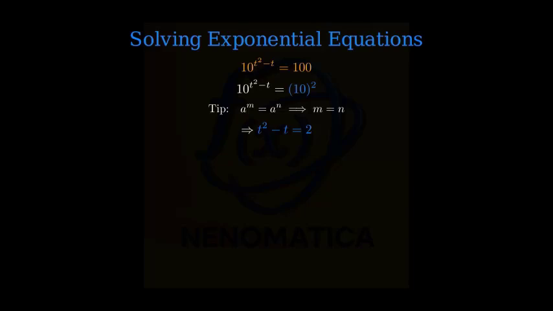Next, we rearrange the equation to the standard form of a quadratic equation, which gives us t squared minus t minus 2 equals 0. Now we can factorize this quadratic equation. We get t minus 2 times t plus 1 equals 0. Finally, we find the values of t by setting each factor equal to 0. Either t minus 2 equals 0, which gives us t equals 2, or t plus 1 equals 0, which gives us t equals negative 1. So our solution set is t equals 2 or t equals negative 1.